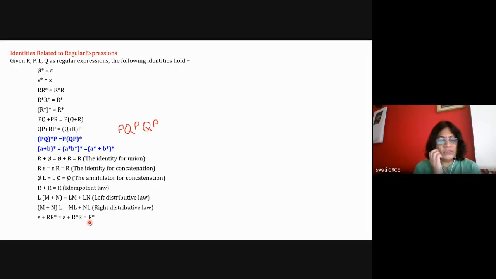Okay, so any doubt in this? Epsilon plus RR star is nothing but R star, because epsilon means not a single amount of time. So that means R can be there for 0 times. So you can rewrite this as R star.